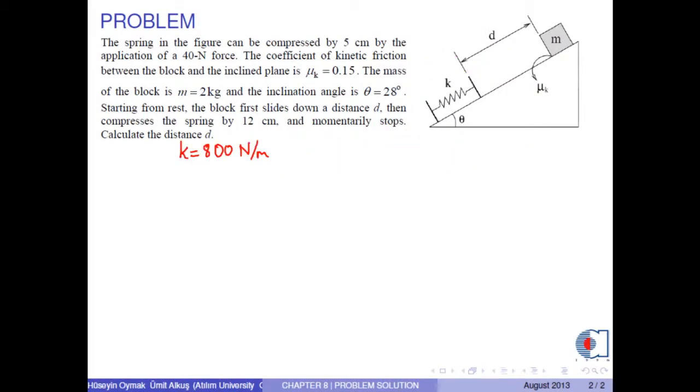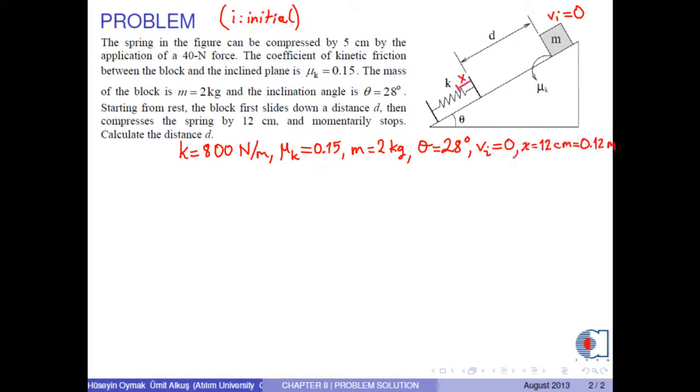Okay, let us continue to the problem. The coefficient of kinetic friction between the block and the inclined plane is mu k as 0.15. The mass of the block m is 2 kilograms and the inclination angle theta is 28 degrees. Starting from rest, the block first slides down a distance d, then compresses the spring by 12 centimeters and momentarily stops. Calculate the distance d.